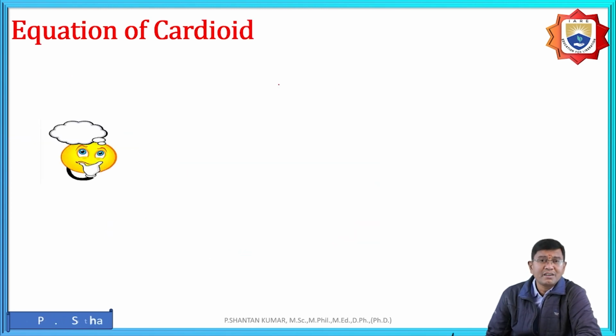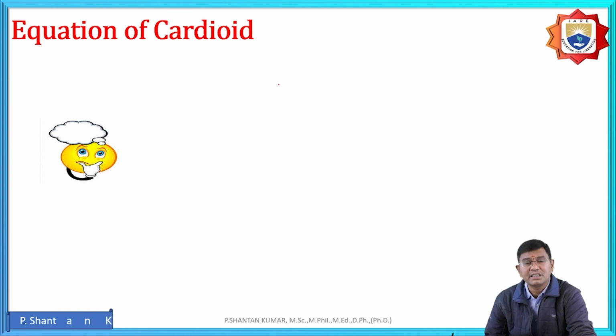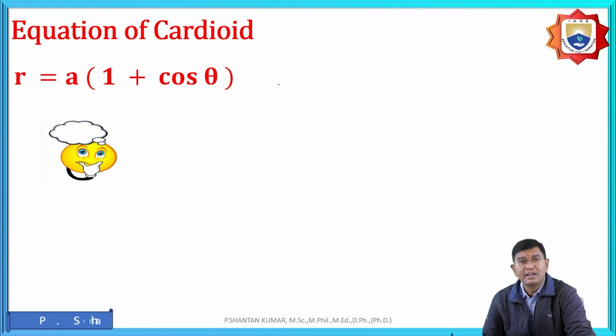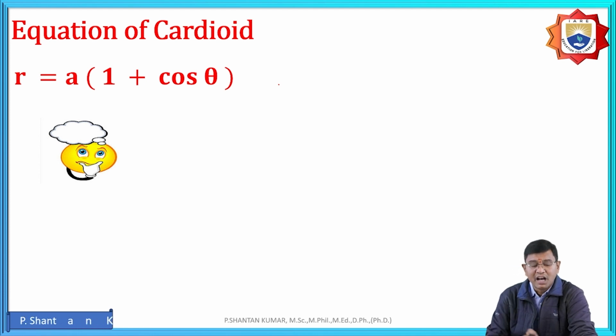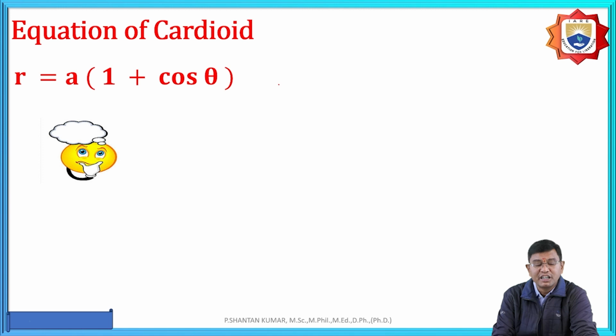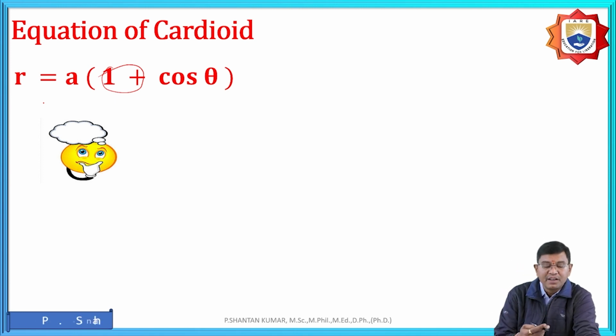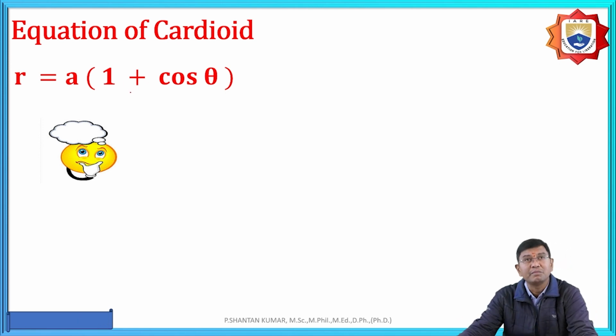Now, what is the cardioid shape? What type of equations give a cardioid shape? For example, r is equal to a into 1 plus cos theta. It is like the circle r is equal to a into cos theta, but with a 1 plus added, and it is a heart shape. A cardioid is a heart shape, lying along the x-axis.